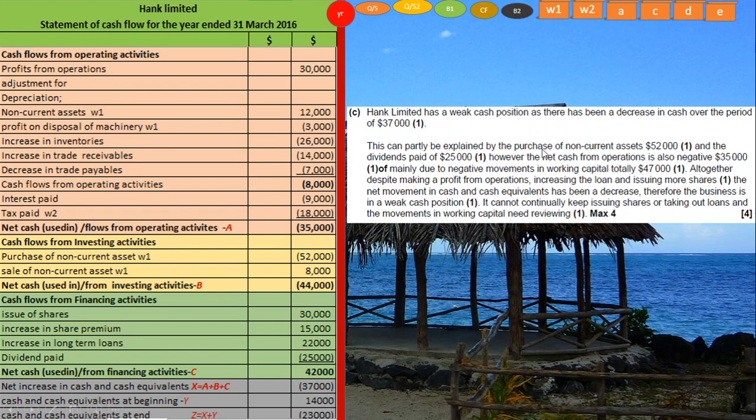This can be partly explained by the purchase of non-current assets 52,000 and the dividend paid 25,000. So what is the reason for the negative 37,000 cash? If you look at the major activities here, one, there is the purchase of non-current assets worth 52,000, which is one big outflow of cash. And then if you look down here, just look at the minus component, there is dividend paid. Because of the dividend being paid and the purchase of non-current assets, you have a negative cash outflow. Now you could say this is the major issue.